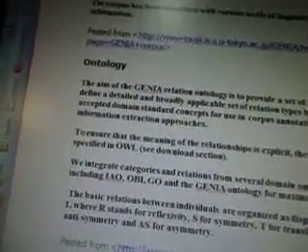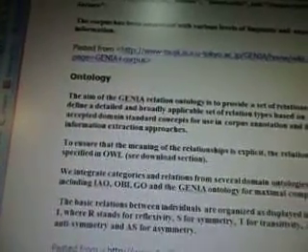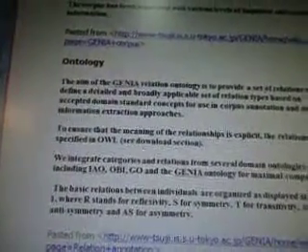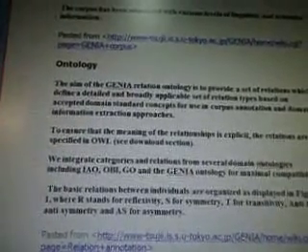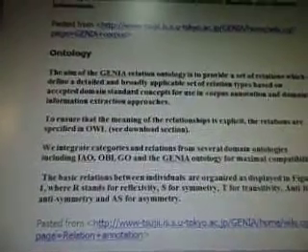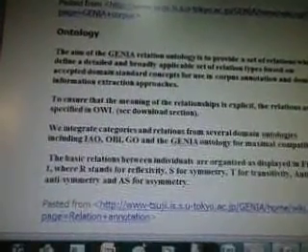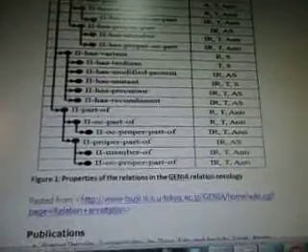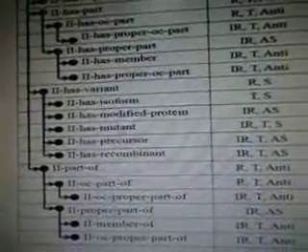The next word that came up was ontology. The aim of the GENIA relation ontology is to provide a set of relations which define a detailed and broadly applicable set of relation types based on accepted domain standards, concepts for use in corpus annotation and domain information extraction approaches. I don't know what that means. So here's the axioms, relations, some sort of properties of the relations of the GENIA relation ontology. That's what it looks like.